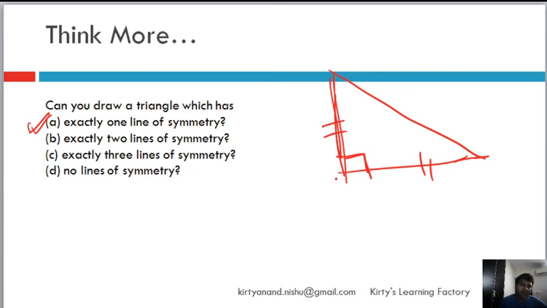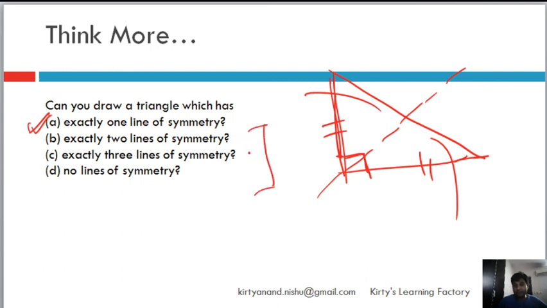How many lines can we draw which basically divide it into two equal parts, and then we cannot draw any more such lines. It's an isosceles right angle triangle. Okay, I think this is the answer to this one. Rest I am not going to answer.